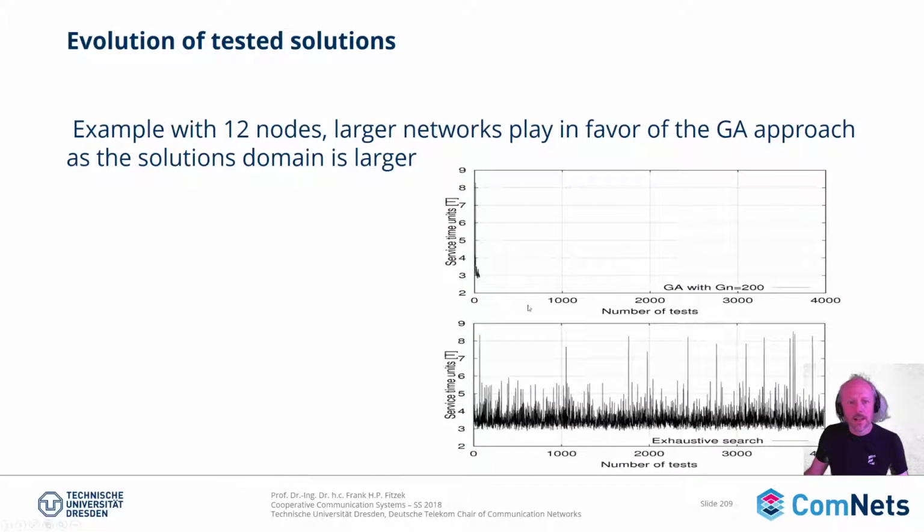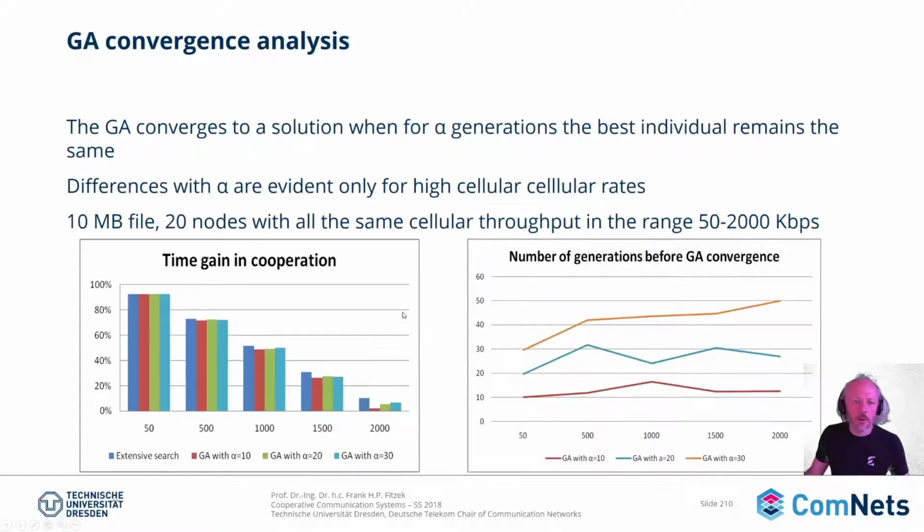The important part, if you compare them, is really that the number of tests with the genetic algorithm compared to the exhaustive search is way better, as you have seen before, right? And then you see the number of generations before GA convergence, with different values. And you can see that after mobility kicks in and the topology changes, we can quickly adapt to the changes that are there.